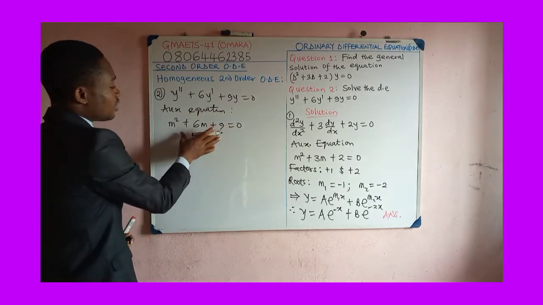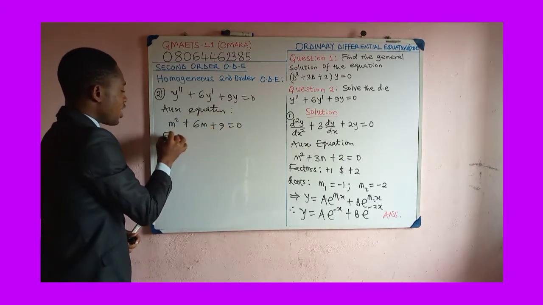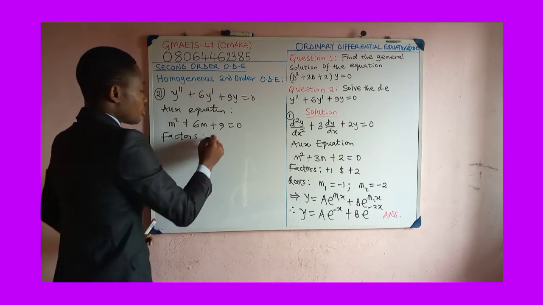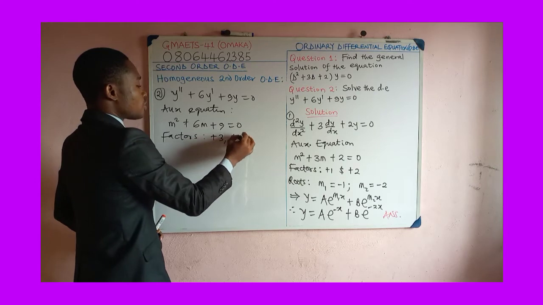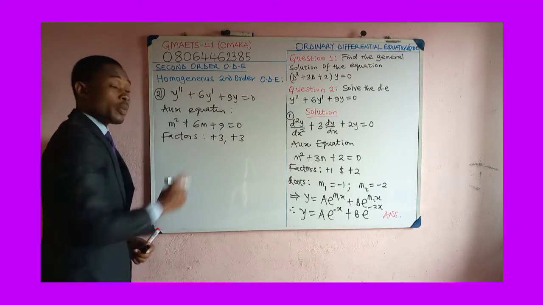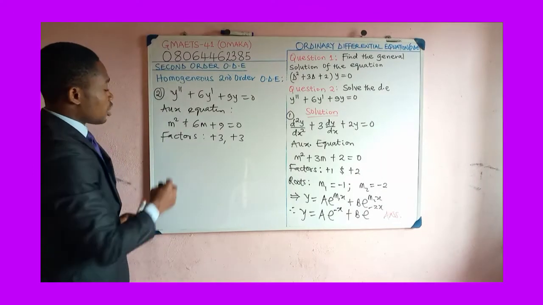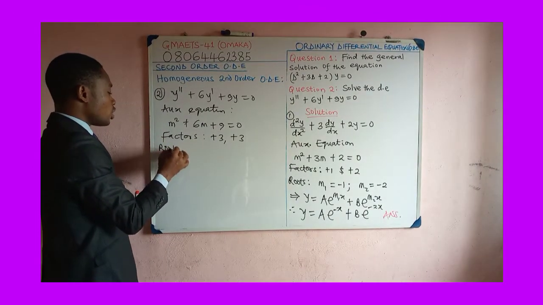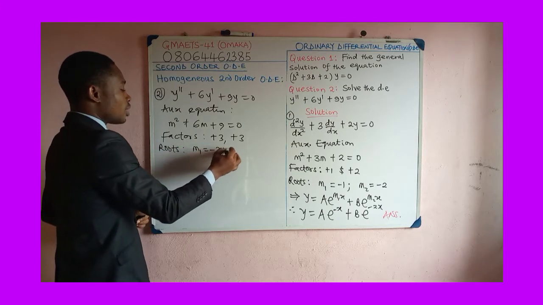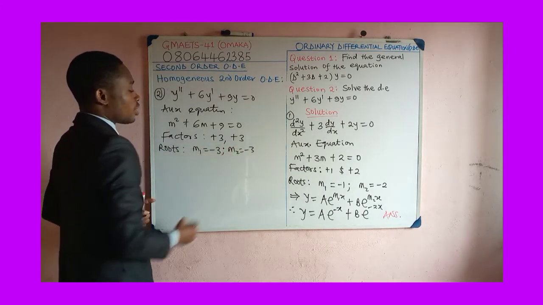Once again, observe that this can factorize. Now the factors are plus 3 and plus 3, because if you multiply plus 3 by plus 3, you get plus 9. If you add plus 3 and plus 3, you get plus 6. And so we're going to get the roots of the equation. Roots are going to be m1 equal to minus 3 and then m2 equal to minus 3.